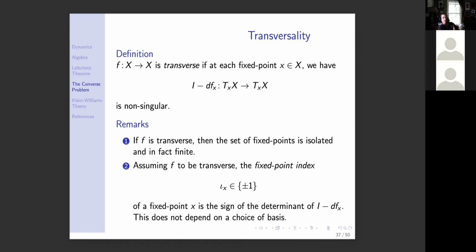It's an invariant, right? So you don't have to choose a basis. This sign is completely well defined, and this is called the fixed point index of the fixed point. And this is a crucial number, this sign that's attached to the data. So if f is transversal, we can define this number at every fixed point. Every fixed point has a sign attached to it.